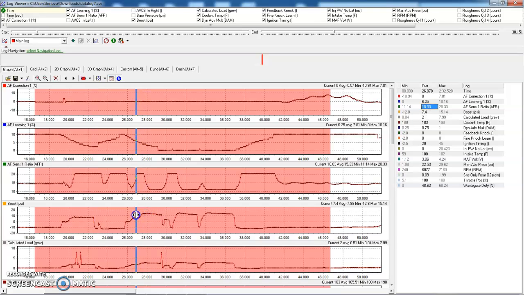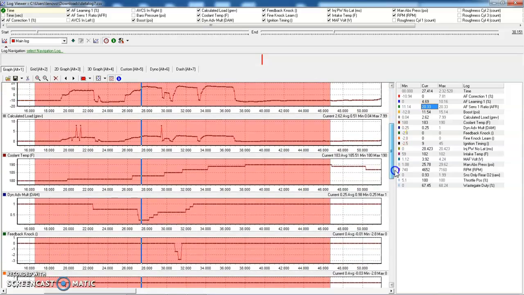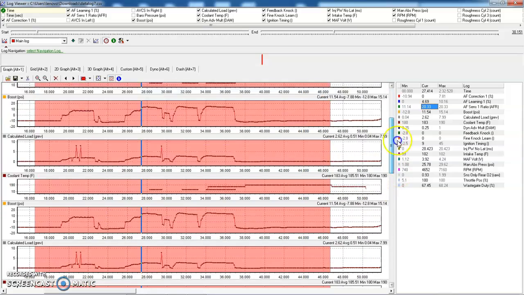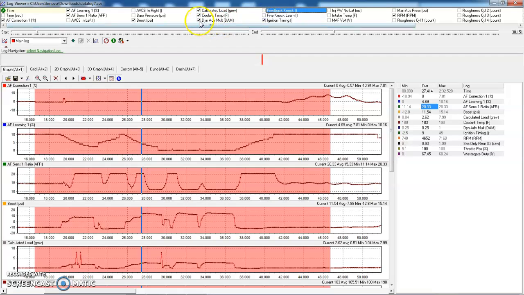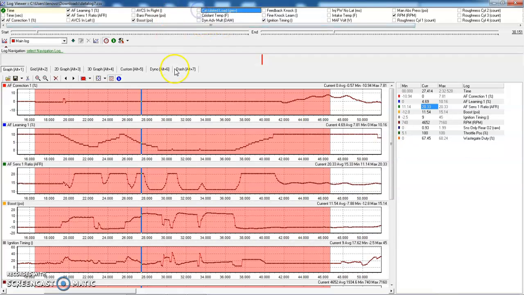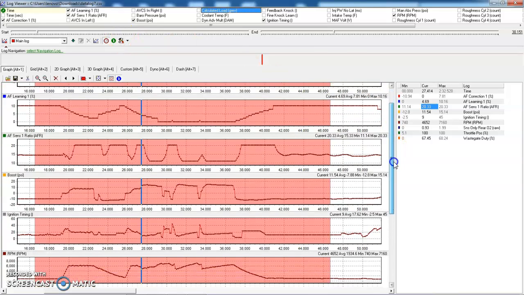Here's a spot where it looks like they're on the rev limiter again. Let's go back down to the RPM. It is a little bit harder to see. We'll click a couple things at it. Just get rid of them off the graph, that way we can see it. Give me a second here.